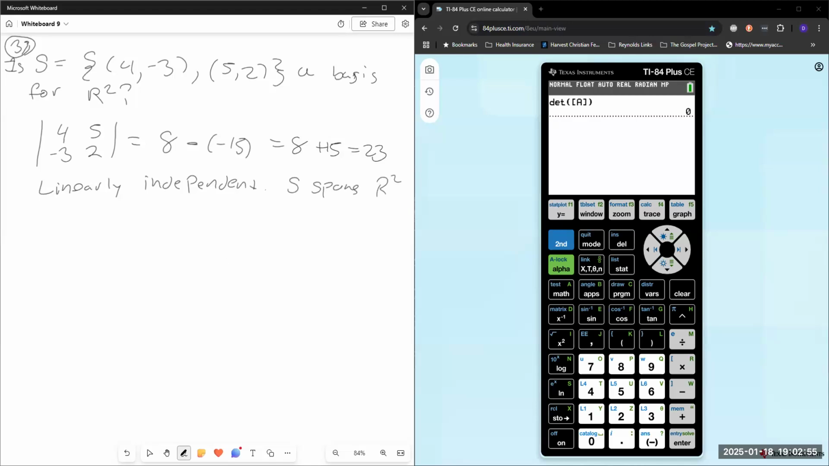Pick any vector that you want, and we can make it out of a linear combination of these two vectors. That's what it means for it to span. So let's go ahead and look at our last problem for today, which is number 55.